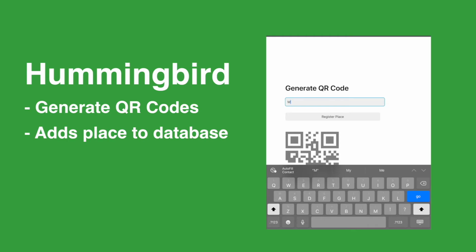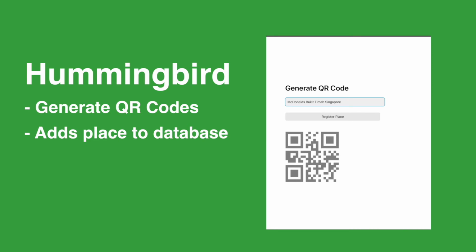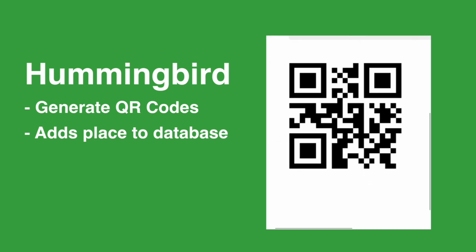First thing I'm going to be showing is Hummingbird, which is a tool that helps people generate QR codes for their place and adds their place to the database of places. These QR codes will be crucial as they will allow people to check in to the places. So we can see it's generated here, and you can see there's a QR code generated just here for us.